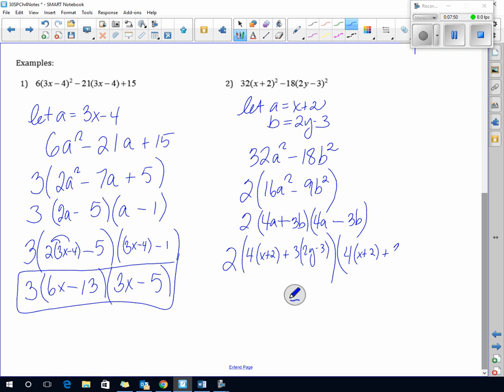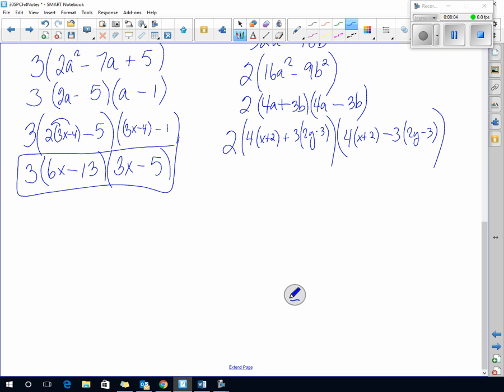Okay, so now I need to simplify this. We may have to do this in more than one step. So 2 bracket, what's 4 times x? 4x. What's 4 times 2? Plus 8. 3 times 2y, plus 6y. 3 times minus 3, minus 9. So I'm going to have to simplify this in the next step because those two are like terms, right?